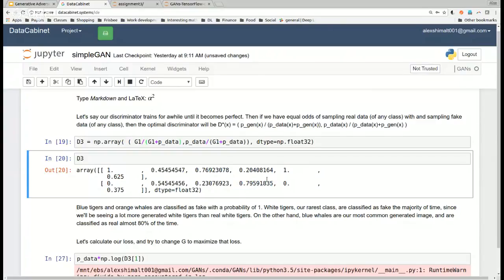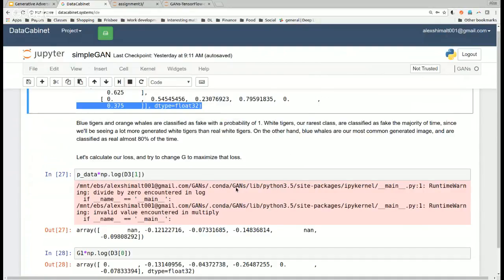Since there are a lot more blue whales than any other class, and because the generator is generating fake data uniformly, it's much more likely that blue whales are being classified as real. If we see a blue whale, since there's much more blue whale data than fake blue whale data, it's going to classify as real more often than not. In contrast, for the rare categories like white tigers and white whales, if we see a white tiger, it's because our generator is going to overestimate the amount of generated white tigers. Our discriminator is going to classify it as fake most of the time. So over here, like 77% of the time, it'll think it's fake. And similarly with white whales. So that's the optimal discriminator.